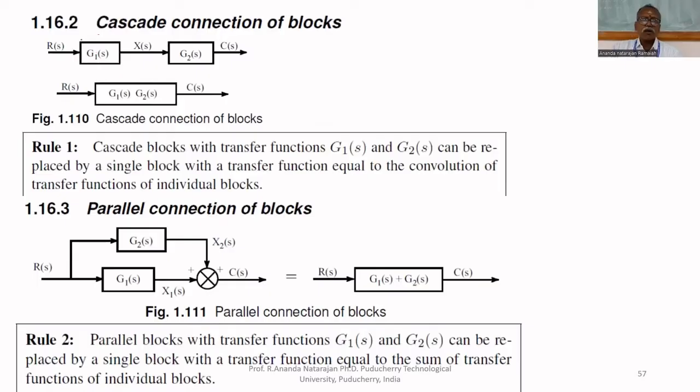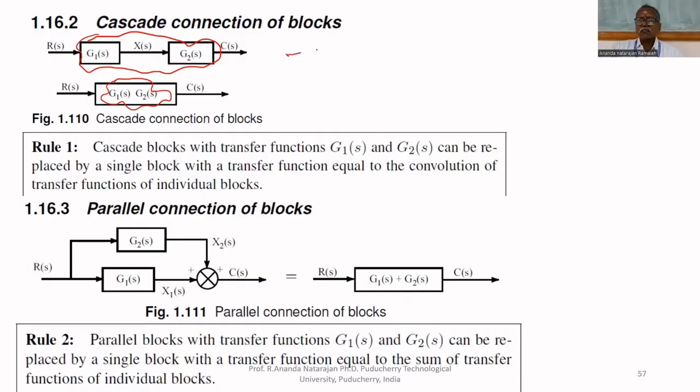If 2 blocks are cascaded like this, it is called cascaded blocks. 2 systems are cascaded. It means the output of the first system is input to the second system. That is called a cascaded system. If 2 systems are cascaded, then we can multiply the 2 transfer functions.